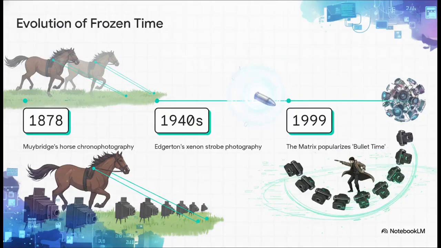Now, it's actually kind of wild to think about, but this isn't a new concept at all. You can trace the evolution of freezing time way back to 1878. That's when Edward Muybridge used a line of tripwire cameras to freeze a galloping horse. Fast forward to the 1940s, and Harold Edgerton was using xenon strobe lights to photograph bullets perfectly suspended in midair. And then, of course, in 1999, The Matrix completely popularized the bullet time effect by placing multiple physical cameras in a carefully arranged arc. We're doing the exact same thing today, just entirely inside a digital environment.